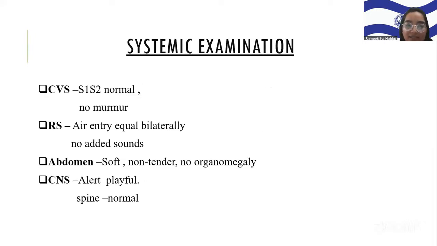On systemic examination, in the cardiovascular system, first and second heart sounds are heard normal, no added murmurs heard. On respiratory system examination, bilateral air entry is equal on both sides and clear, no added sounds are heard. On palpation, the abdomen is soft, non-tender, and there was no organomegaly. On CNS examination, the baby is alert, playful, and the spine appears to be normal.